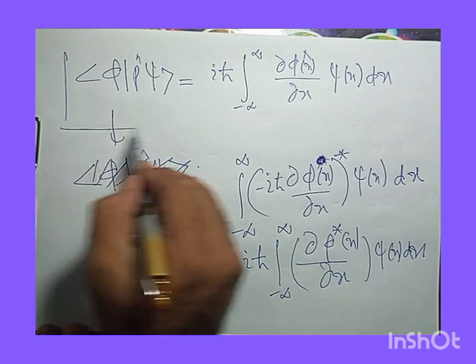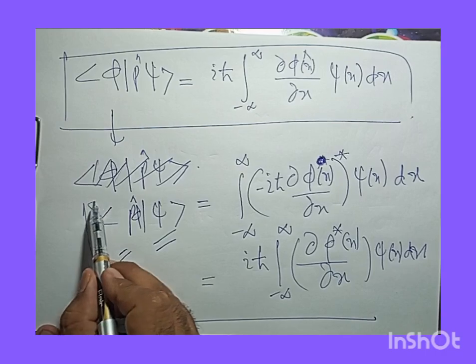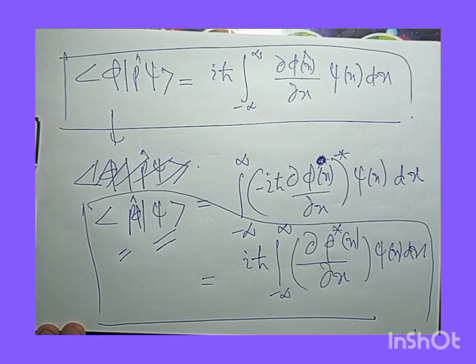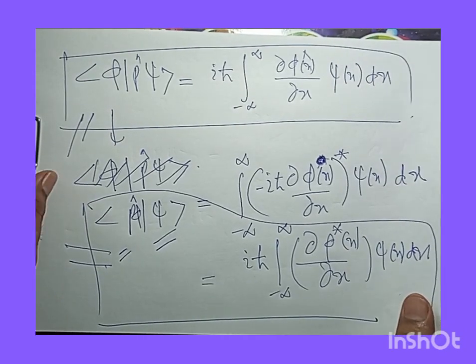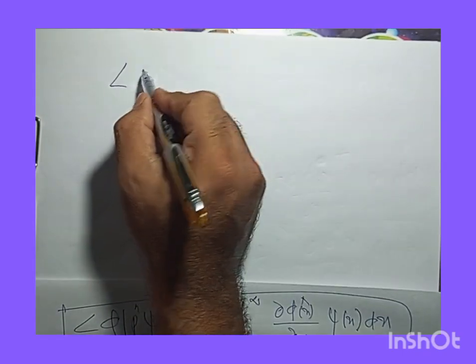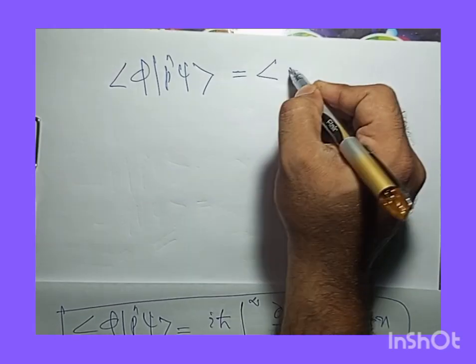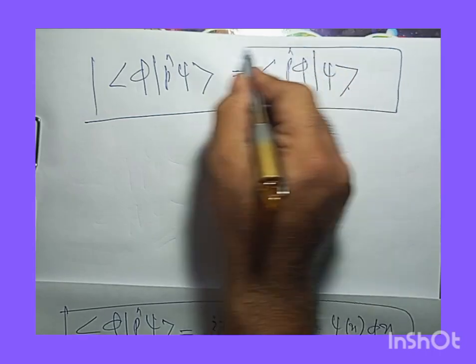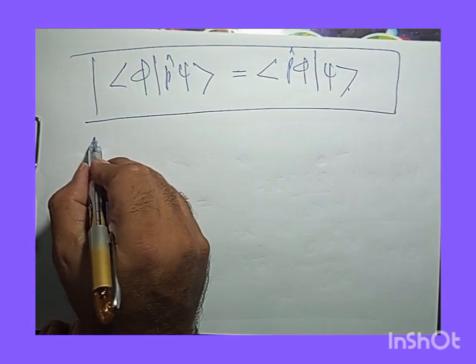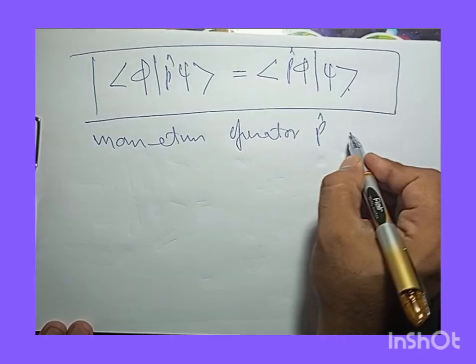And we can compare these two results that we have obtained here. Comparing this and this, this is equal to this. So we have proved that P is Hermitian. That means the bra of phi, P cap of psi is equal to P cap of phi and psi. So this proves that the momentum operator P cap is a Hermitian operator.